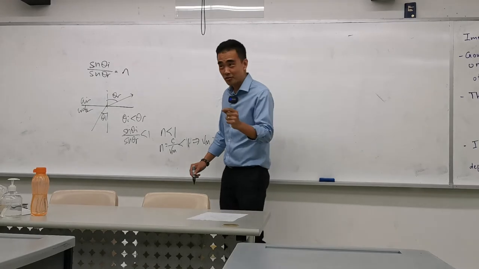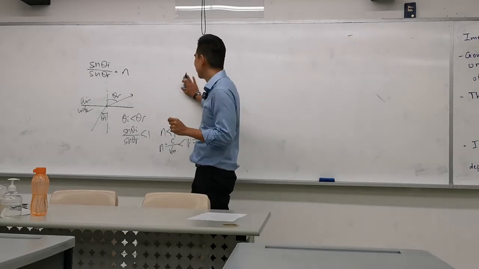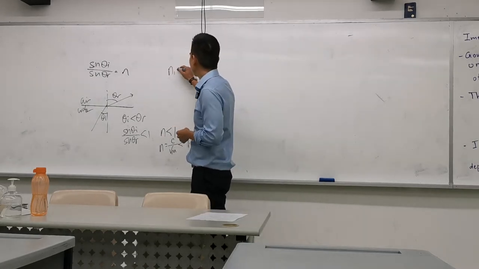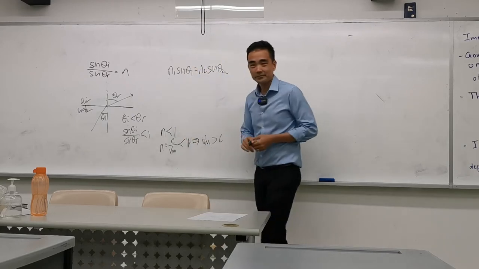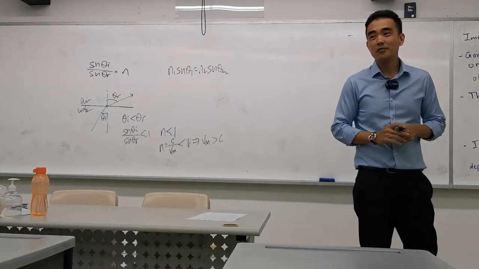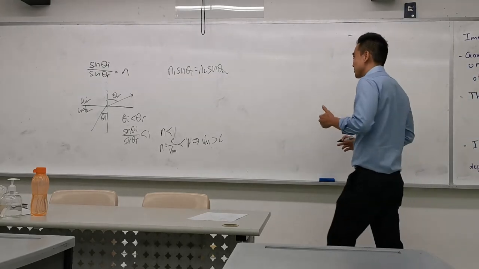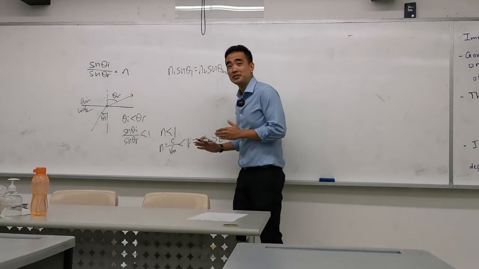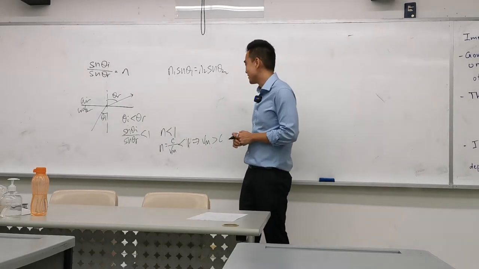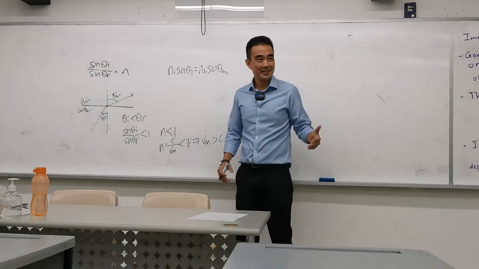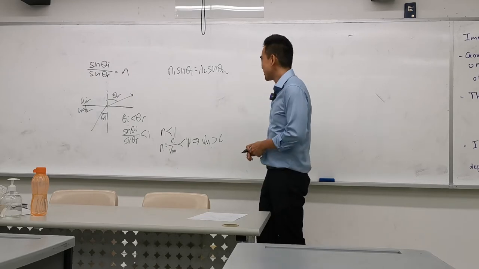So the proper Snell's law. Okay, let's put Snell's to rest in peace. The correct form is actually this: sine theta 1 times n1 equals sine theta 2 times n2. No worries, if you use this correctly, the speed of light will never be violated. That's the ultimate limit in the universe that cannot be exceeded.